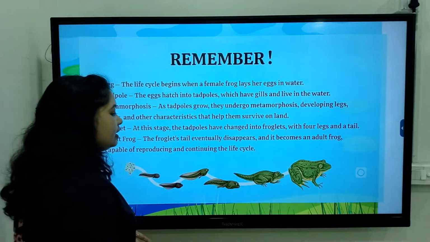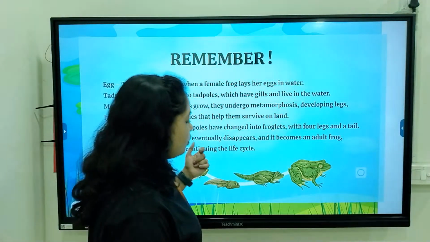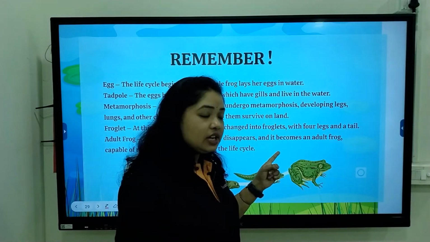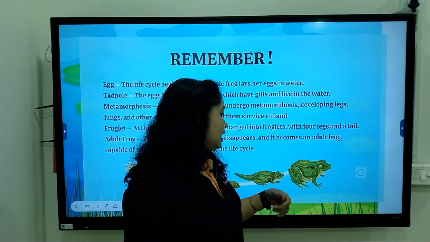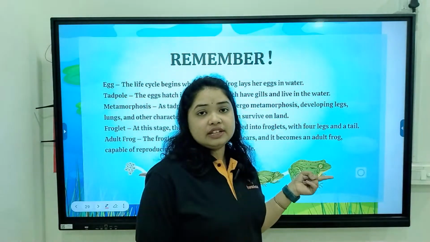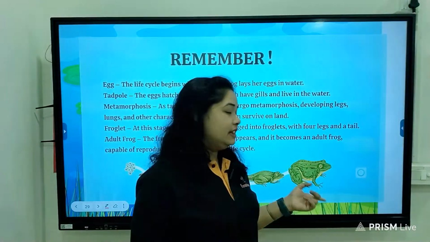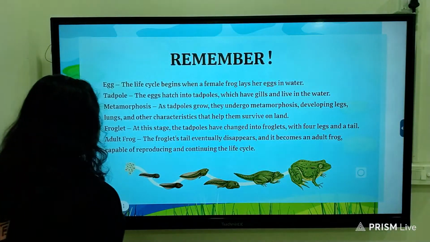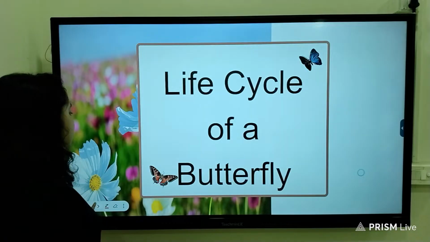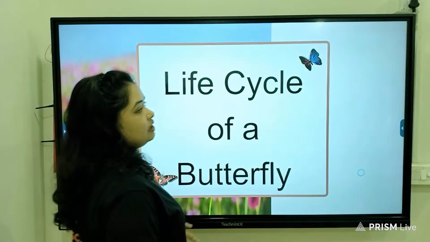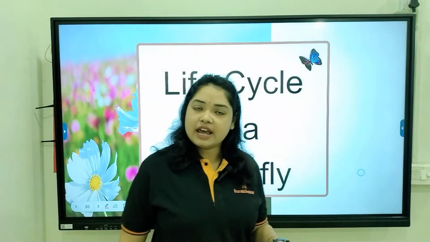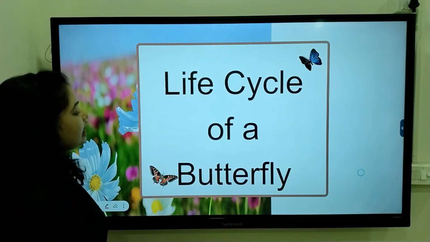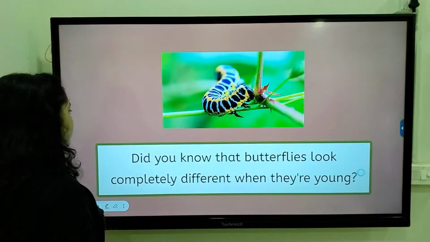So they have developed these webbed feet to swim underwater and strong hind legs to jump on the surface of the land, and they have got lungs to breathe in air on land, and they have got the moist skin to breathe underwater. So these are the adaptive features of frogs that help them to sustain their life both on land and in water. Now next coming up is the life cycle of a butterfly.